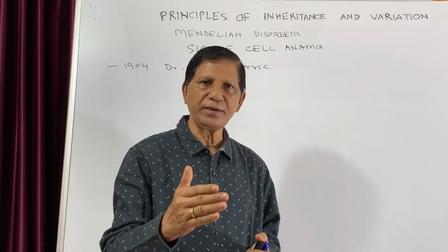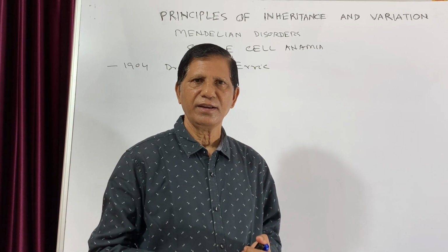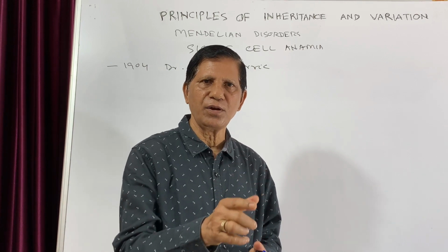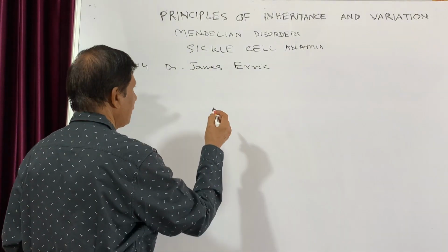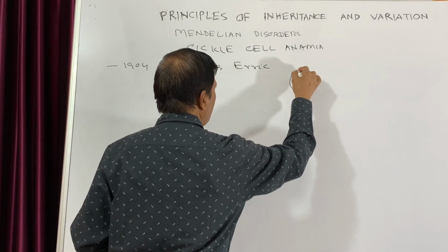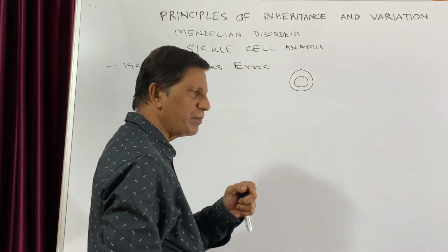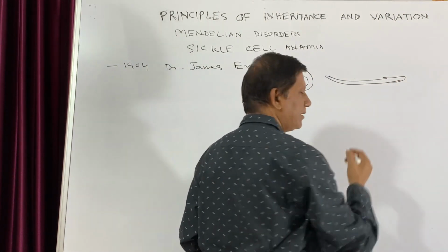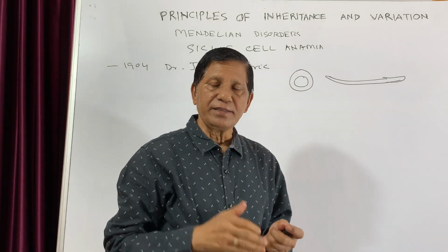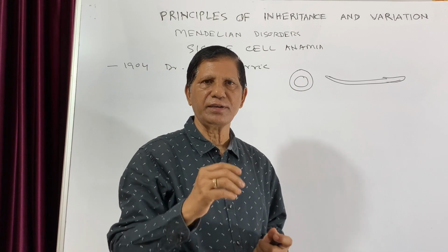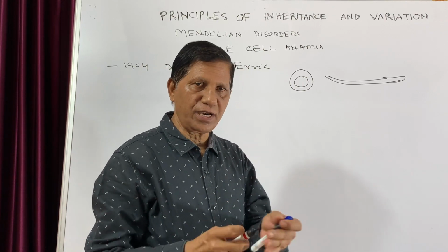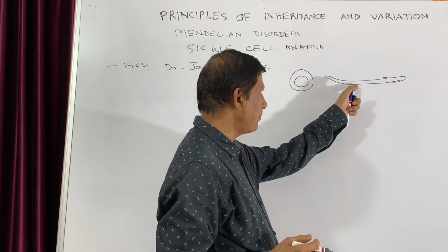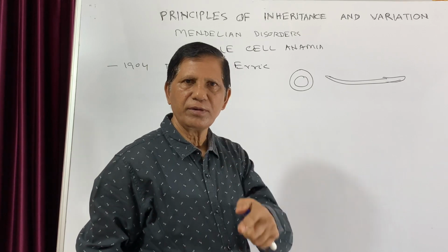When he examined the blood of that patient, he was surprised that some of the RBCs were sickle-shaped. Usually the normal RBC is round and biconcave, but in that patient he found some of the RBCs elongated and sickle-shaped. Again, the hemoglobin content was only 50%. That means the patient was also suffering from anemia. So in this way, the RBC was sickle-shaped and the person was suffering from an anemic condition.